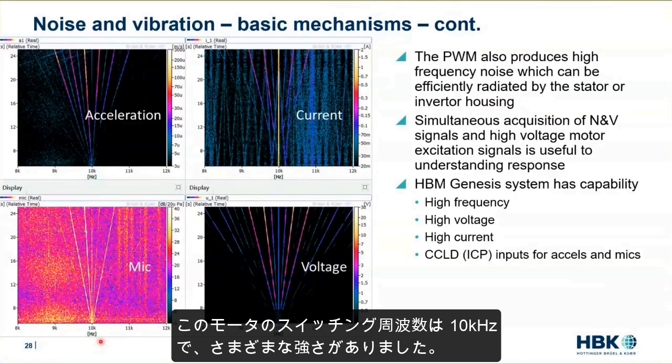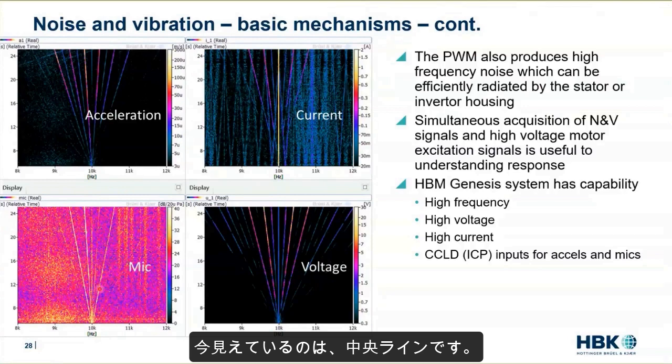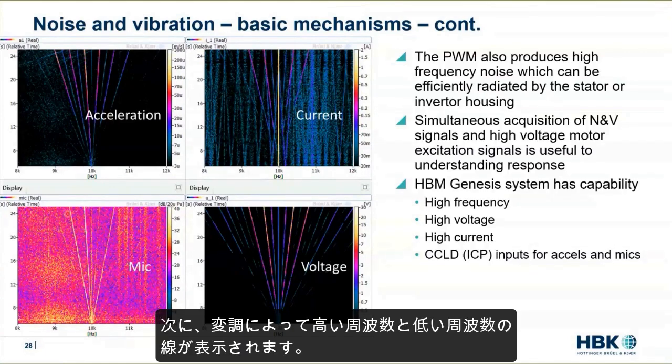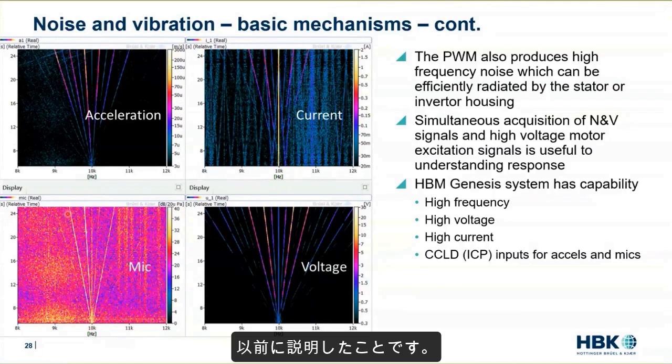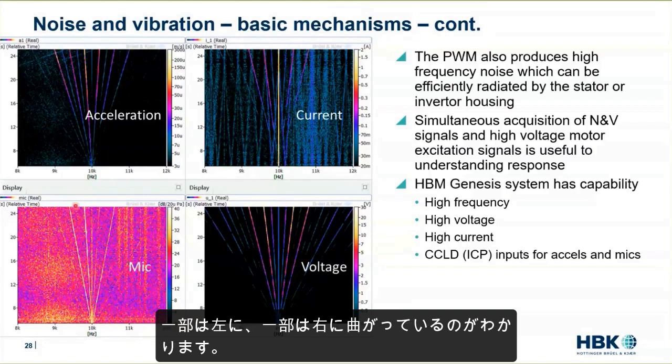This motor had a switching frequency of 10 kilohertz, and we see that it had various different strong, let's call them order lines, in that they're diagonal, that emanate out. So what we see is a central line at 10 kilohertz, and then we see higher frequency and lower frequency lines due to the modulation. Earlier I pointed out how those are due to varying the load cycle as we vary the speed of the motor. So you see some of them go left, some of them bend right.